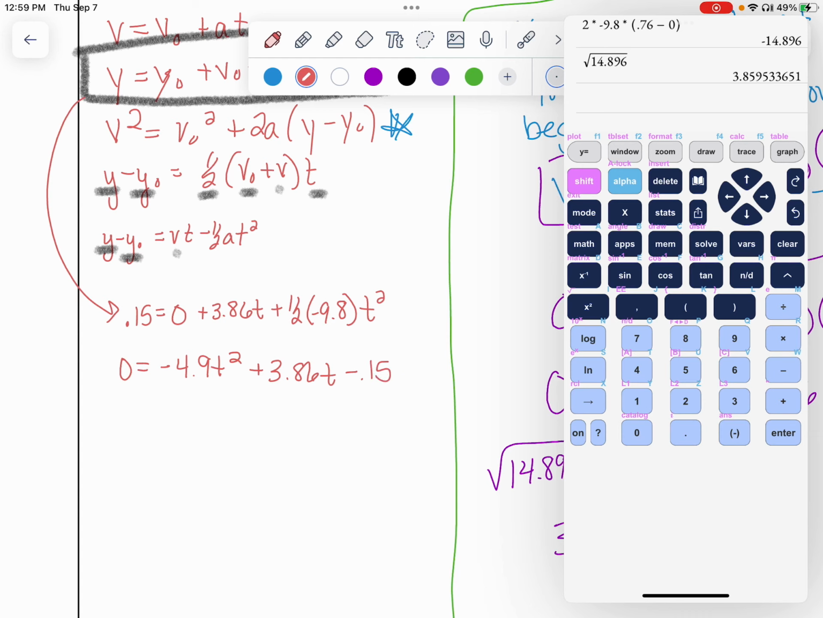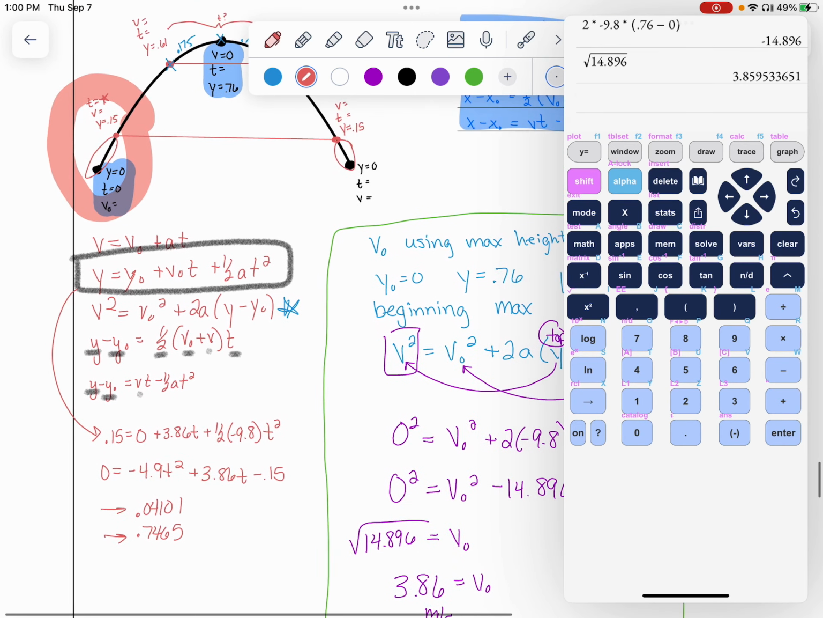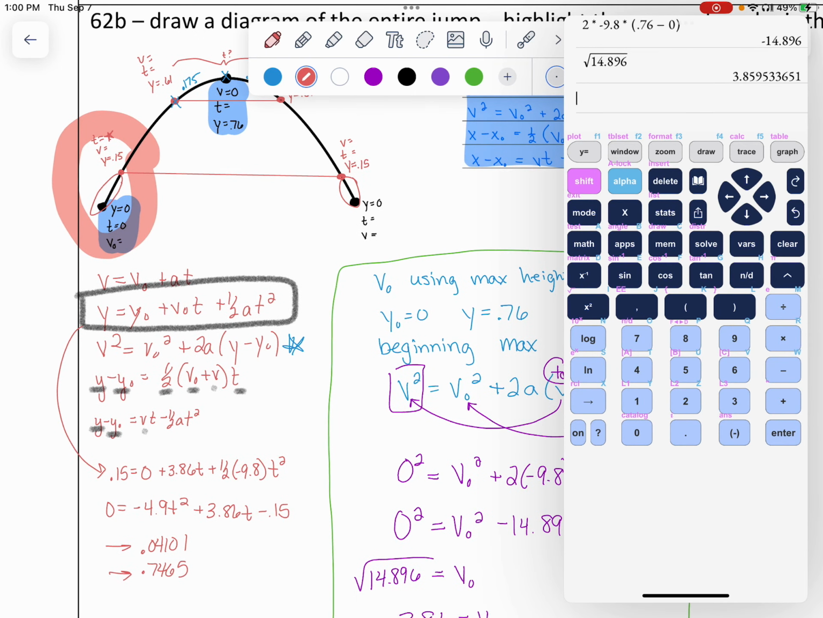If you do your quadratic formula, I'm sorry I'm not doing it for you because I don't have time. I'm double checking. You will get 2 times: 0.04101 and 0.7465. Which one of those makes sense for this particular jaunt? It's not the second one because that would be way over here.